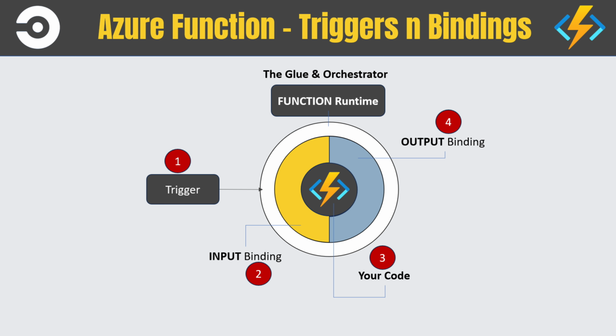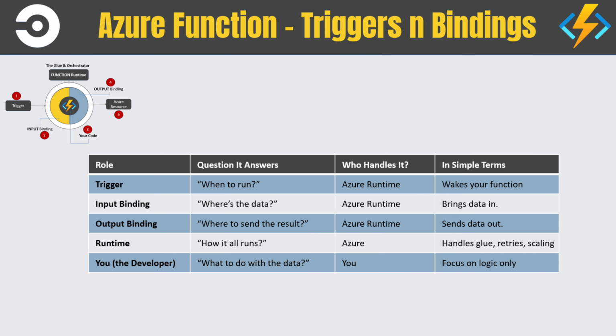So the trigger answers the question when to run. It wakes up your function. The input binding answers the question where's the data. It brings data in. Output binding answers the question where to send the result. In simple terms, it sends the data out. Runtime takes care of how it all runs. It handles the glue, retries, and scaling. And you as a developer only need to worry about what you do with the data and the processing logic. Focus only on the logic.